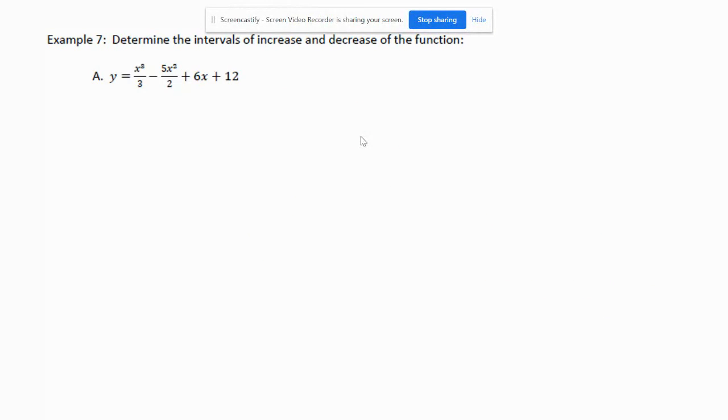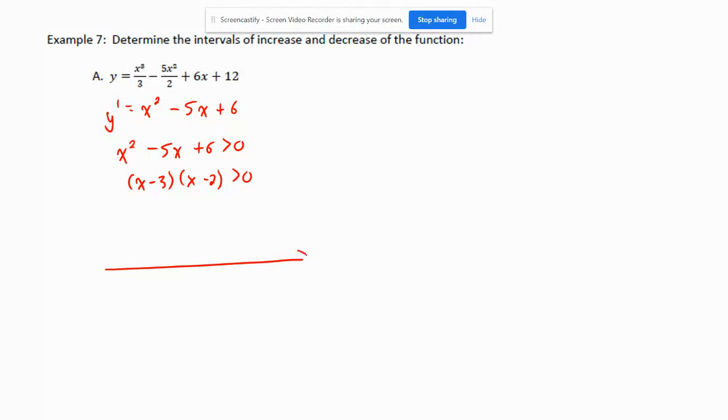All right, similar question over here. We have this function. We want to figure out what the intervals of increase and decrease are. So y prime equals, the 3 comes down and cancels with this. It's going to be x squared minus 5x plus 6. So solve this inequality, figure out where this is positive. It's going to be x minus 3 times x minus 2. So we're just going to factor this quadratic over here, and we want a 2 and a 3.